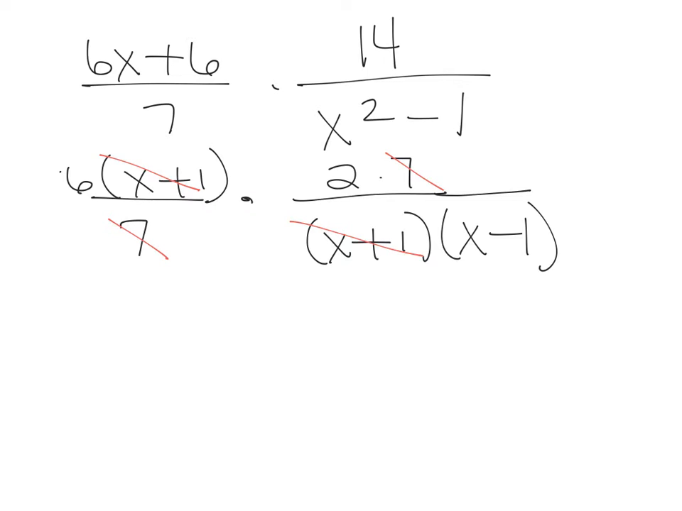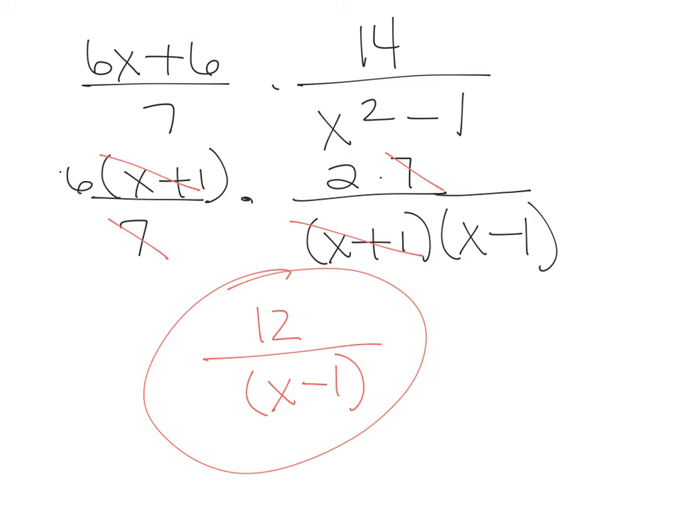Okay, so now what do I have left on top? I have a 6 times 2, which is 12. And on the bottom, I have just x minus 1. And you can just leave it in parentheses in the binomial. And that's it. There's nothing I can do. That's my final answer.